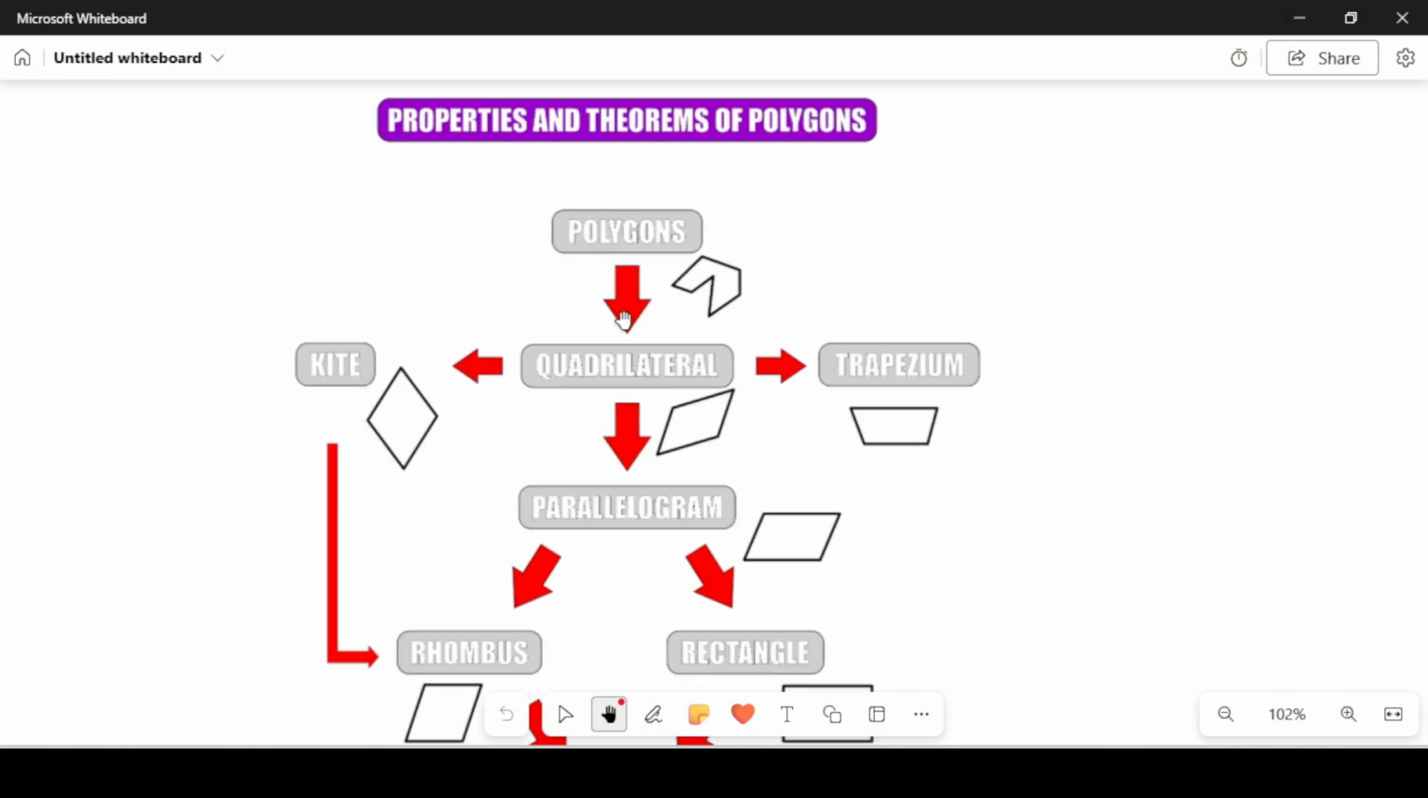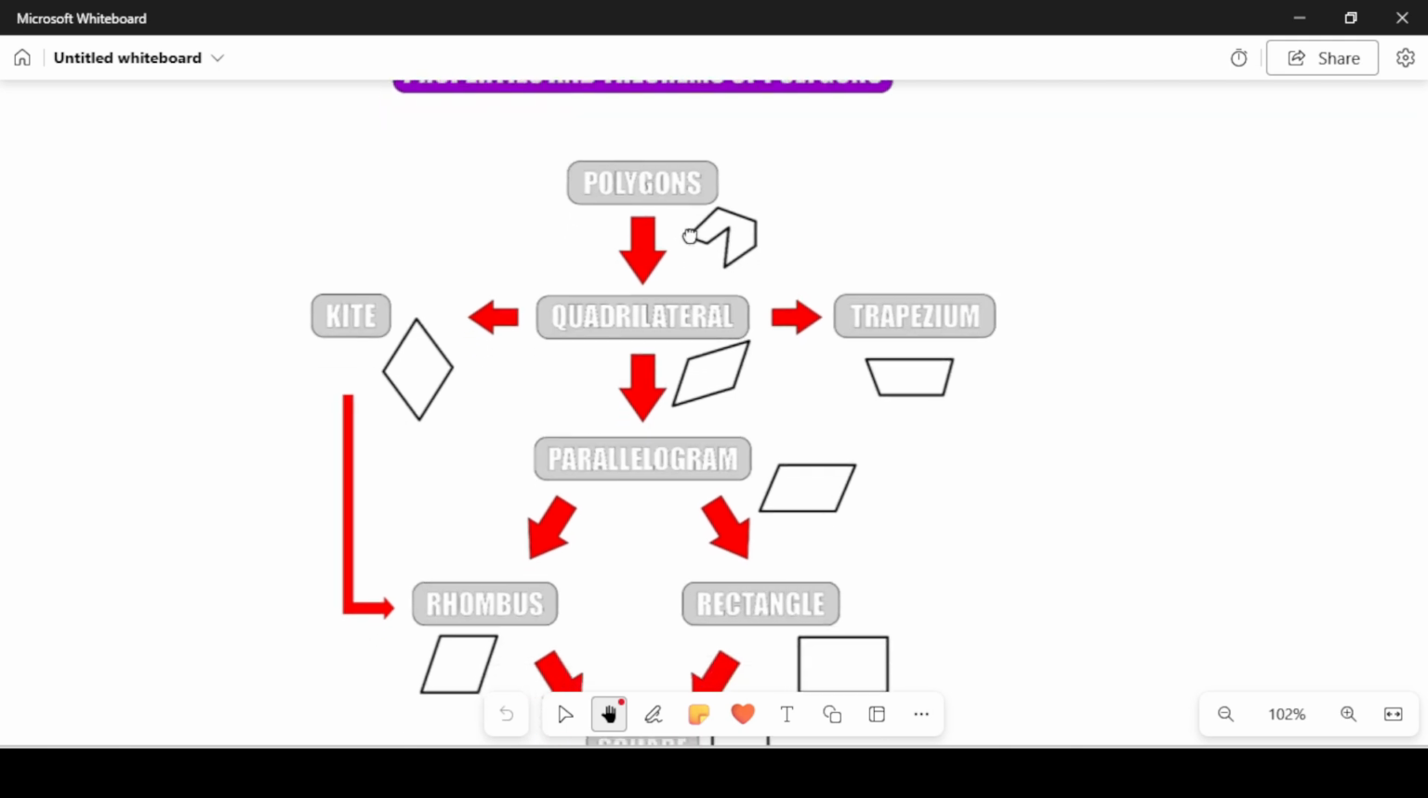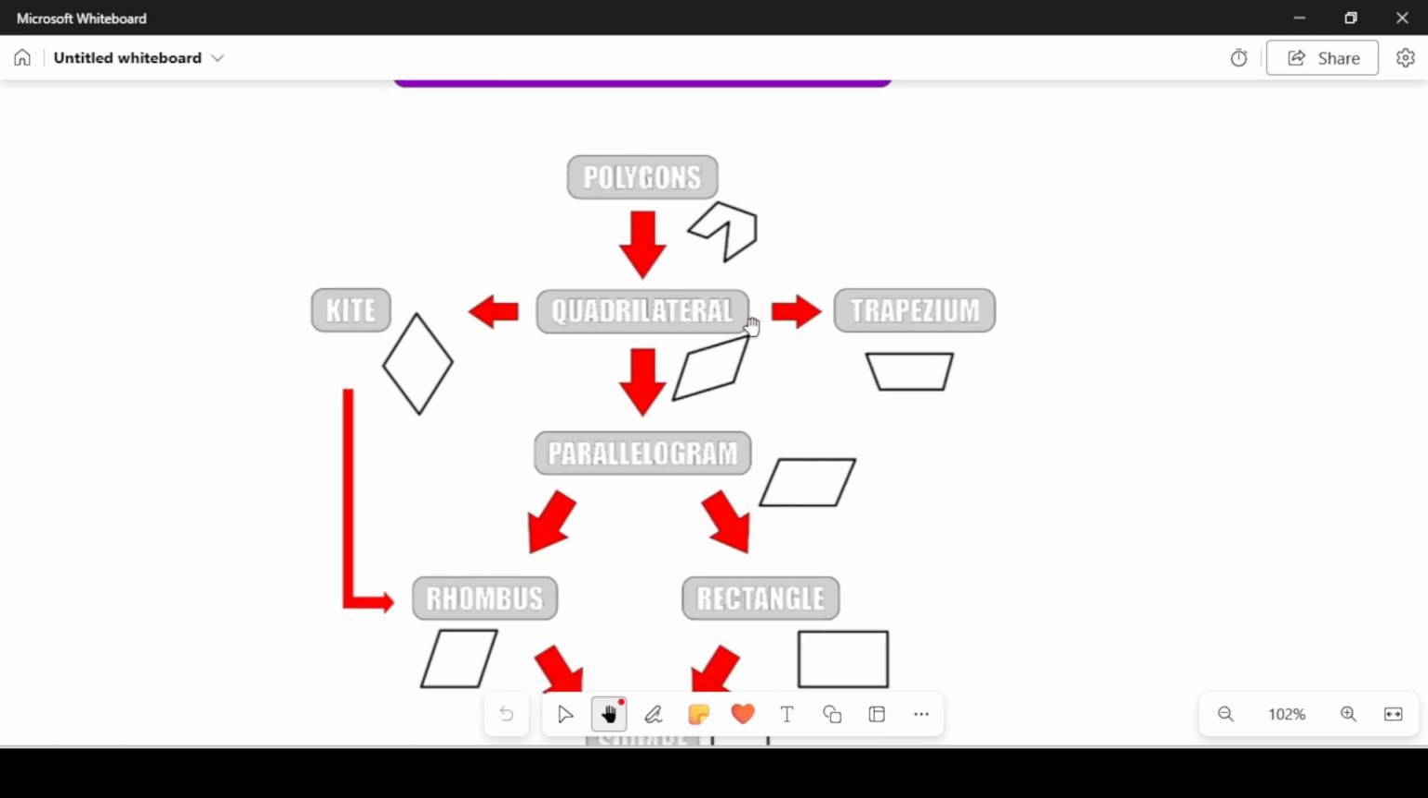Okay? So how are shapes born? Shapes are all born from polygons, which is a multi-sided figure. Right? Poly meaning many, gon meaning side. Right? Then we move over to a quadrilateral, which is a four-sided figure. From the quadrilateral, under certain conditions, we can make a quadrilateral a trapezium. And from a quadrilateral, under certain conditions, we can make a quadrilateral a kite.